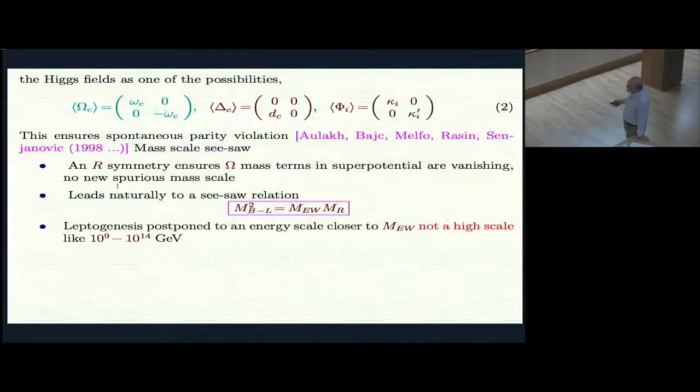In this, it turns out that the B minus L breaking scale squared is a product of the electroweak scale and the right-handed scale. So in this, SU(2)R breaks first to U(1)R. That sets the scale of M_R. And then B minus L breaks later. So B minus L is the geometric mean of these two scales. So you can have reasonably low scale leptogenesis in this model.